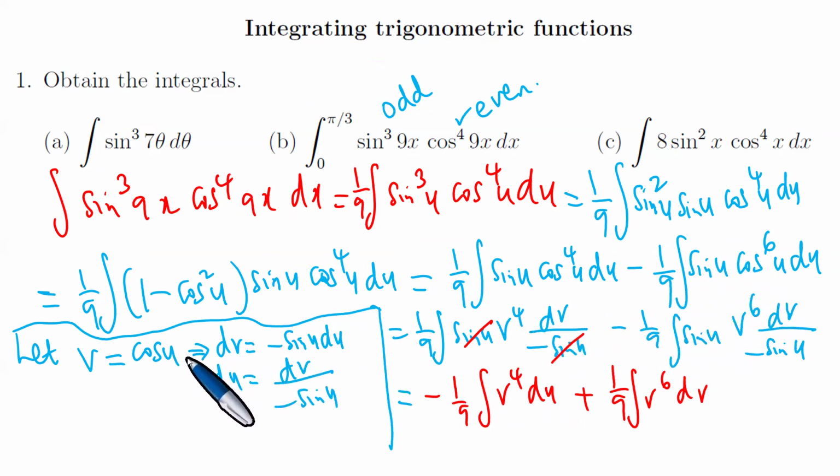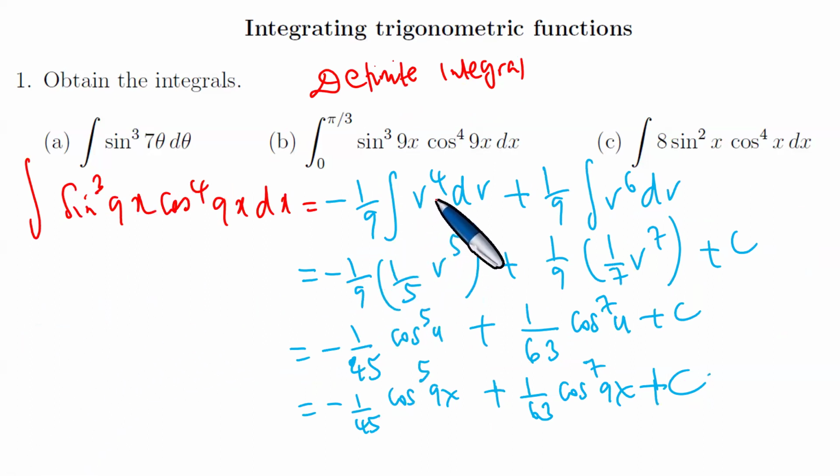And then we say let v be cosine u. Wherever it's cosine u, we put v, so that we have v to the fourth power. And du becomes dv over minus sine, which allowed the cancellation. So we have minus 1 over 9 times v to the fourth power, and the integral of v to the fourth power is v^5 over 5, and v to the sixth power gives v^7 over 7. So we have 9 times 5, which is 45, cosine to the fifth power, plus 9 times 7, which is 63, cosine to the seventh power.